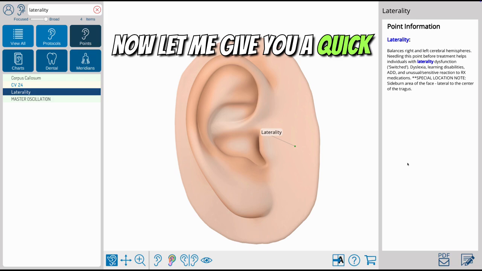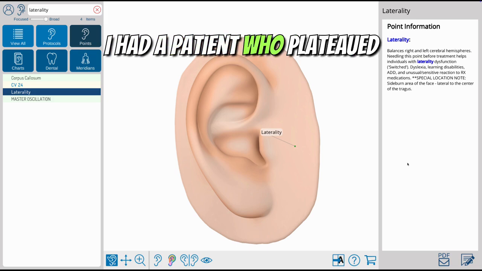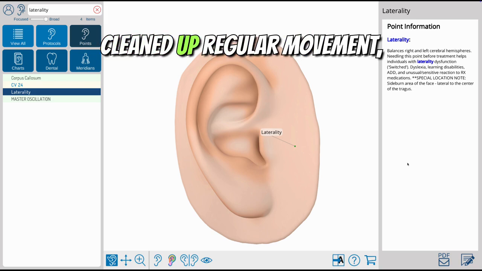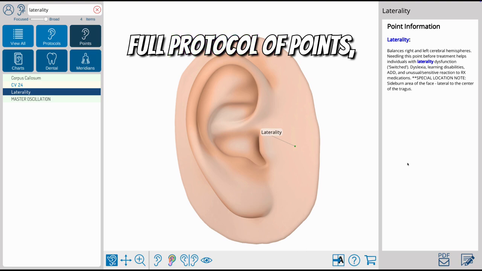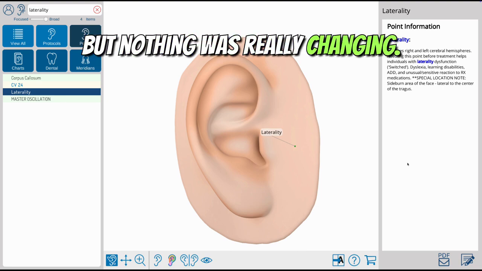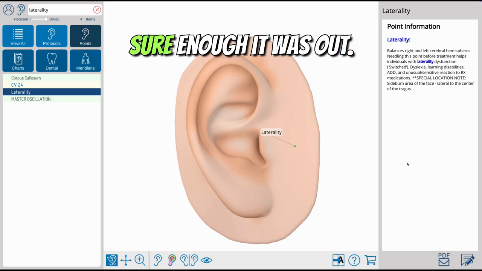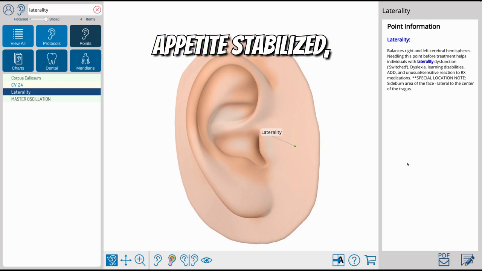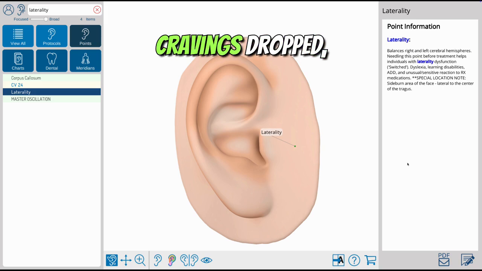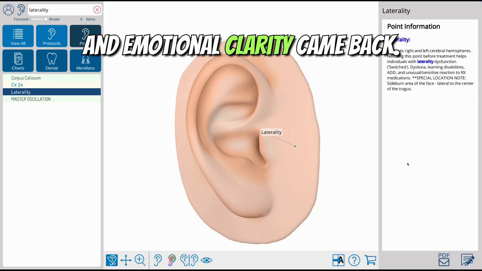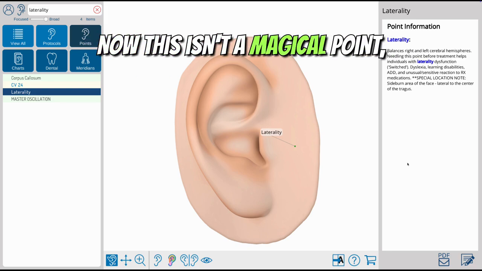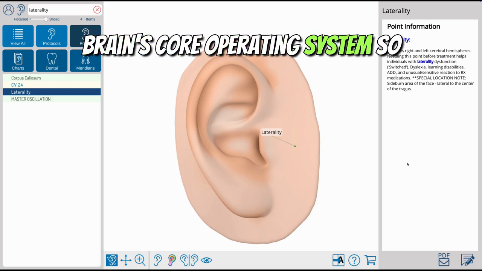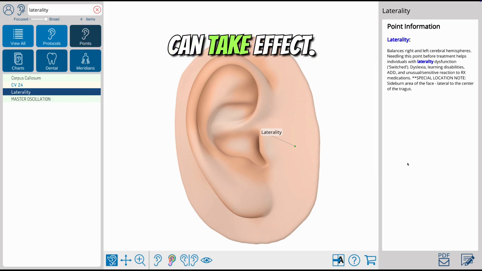Now, let me give you a quick clinical example. I had a patient who plateaued in her weight loss. She had done all the right things, clean diet, regular movement, full protocol of points, but nothing was really changing. We checked laterality. Sure enough, it was out. I treated it first. Everything shifted. Appetite stabilized, cravings dropped, and emotional clarity came back. Now, this isn't a magical point. It's just about correcting the brain's core operating system so the rest of your inputs can take effect.